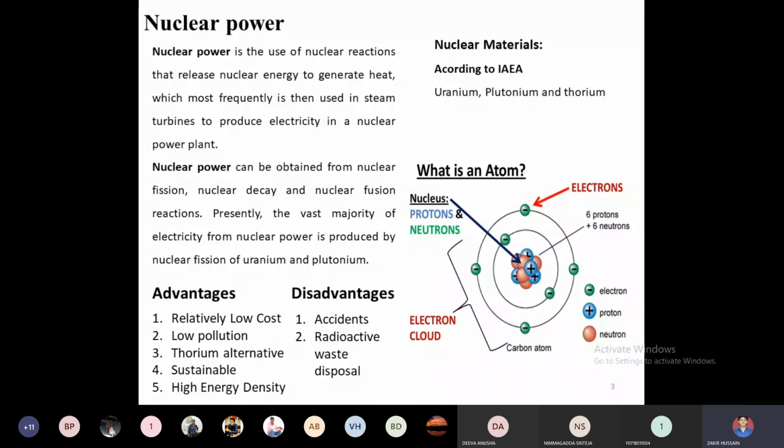Then there are various advantages and disadvantages. Among the advantages is relatively low cost. Electricity production from a nuclear power plant is coming around 3 rupees, whereas electricity production from coal-fired reactors is coming around 3.7 rupees. We have seen this in the economic justification for the nuclear power plant. So it is relatively low cost compared to other types of electricity production.